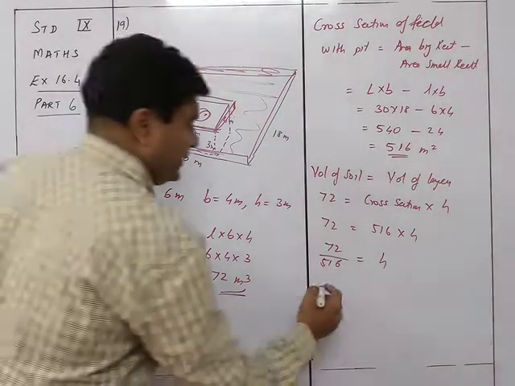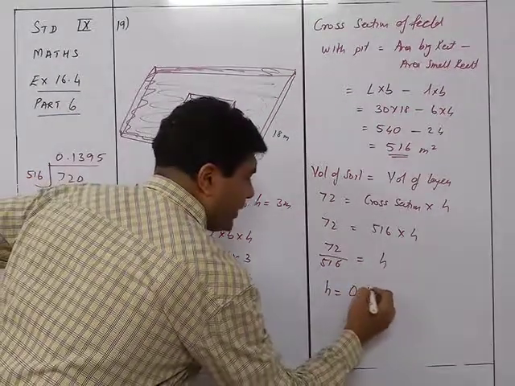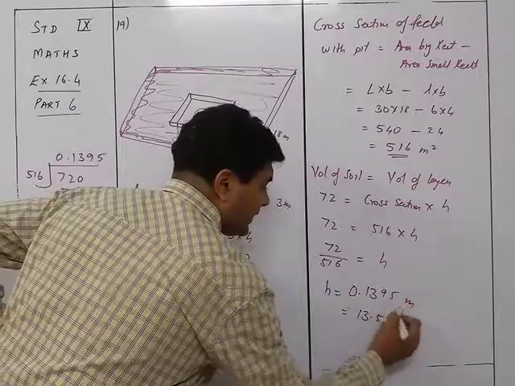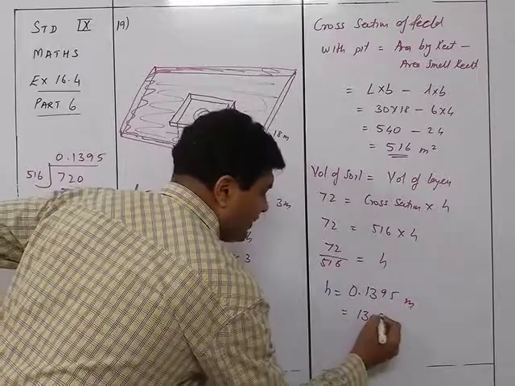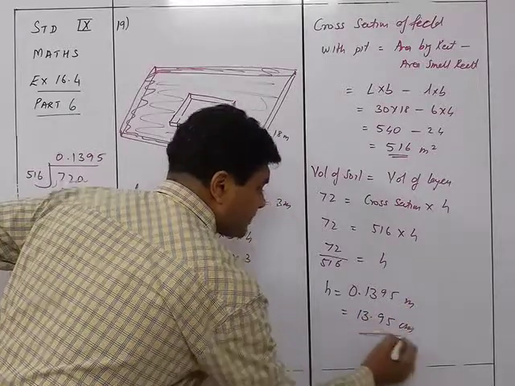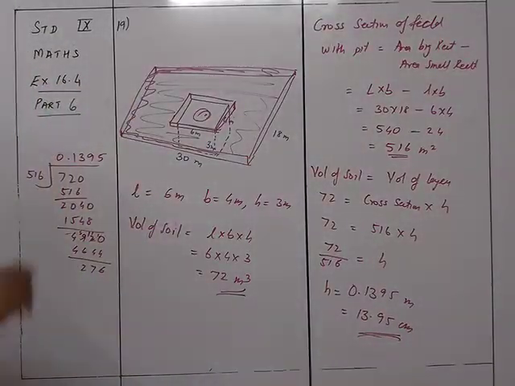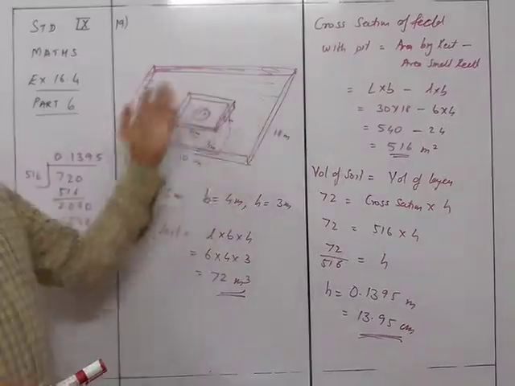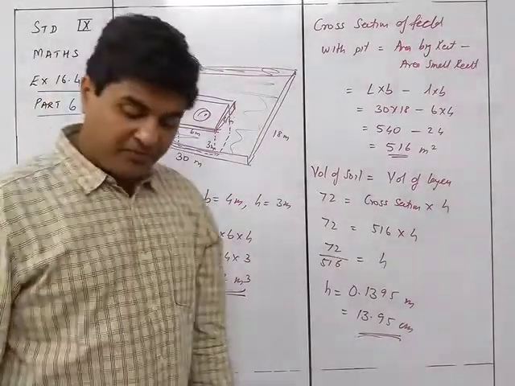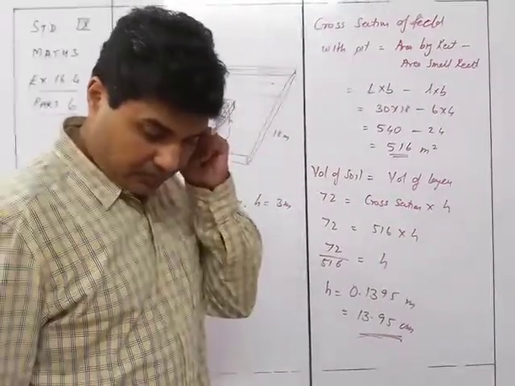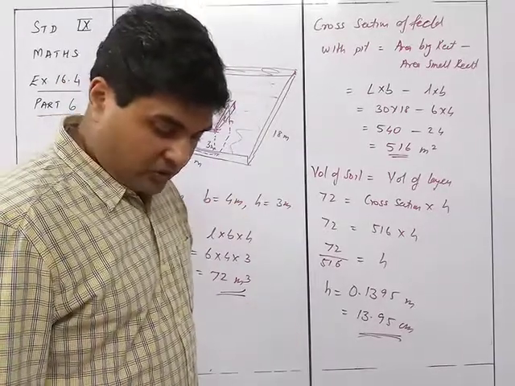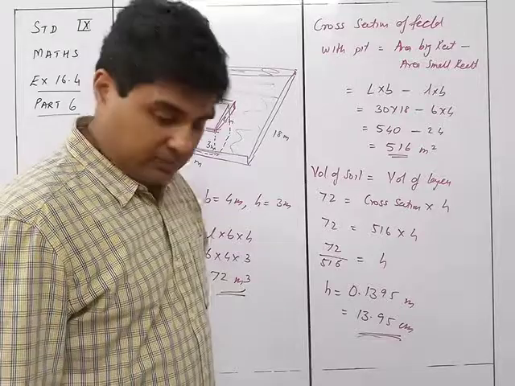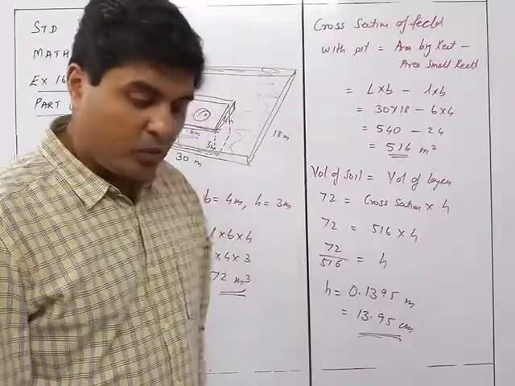So H is equal to 0.1395, that is nothing but 0.1395 meters, so it will be 13.95 centimeters. That will be the thickness of the layer. So the red colored layer which is formed is equal to 13.95 centimeters. Right, so this was a typical sum, very important one, mark it. So this was sum number 19. We move on to sum number 21.